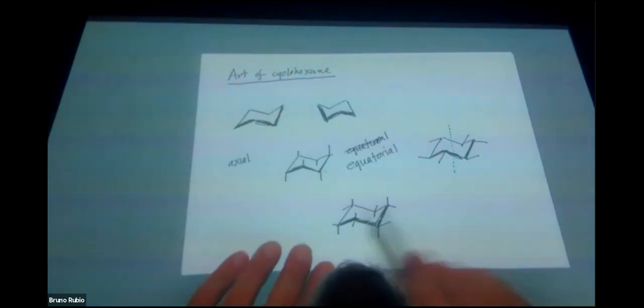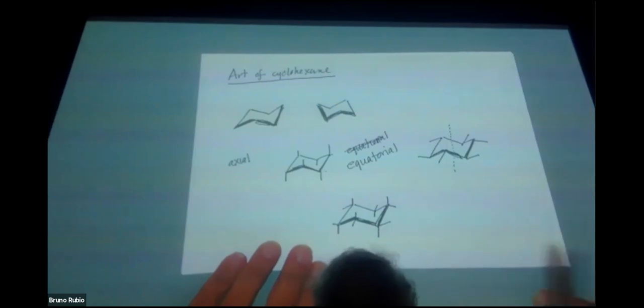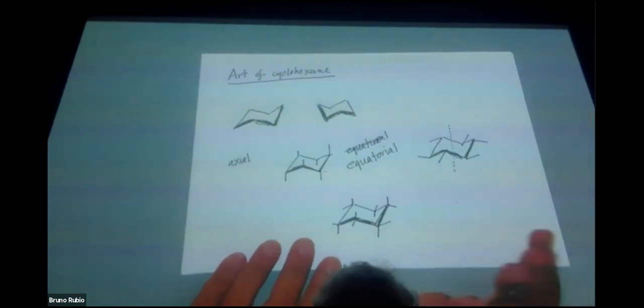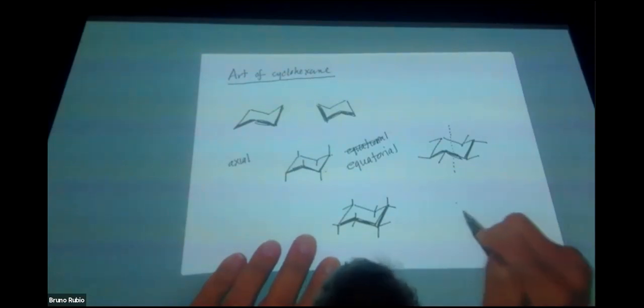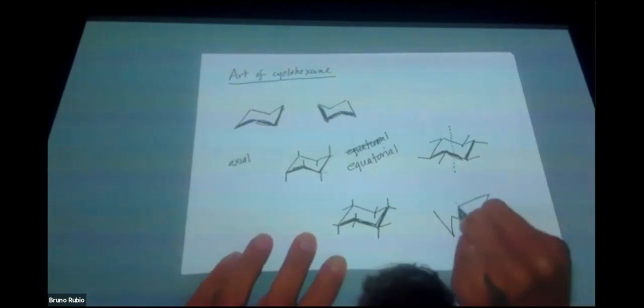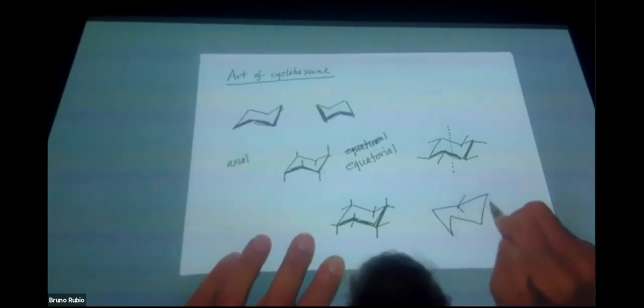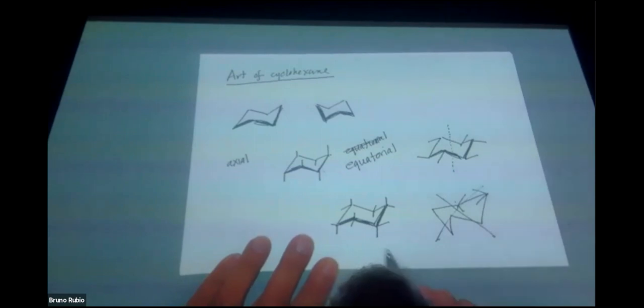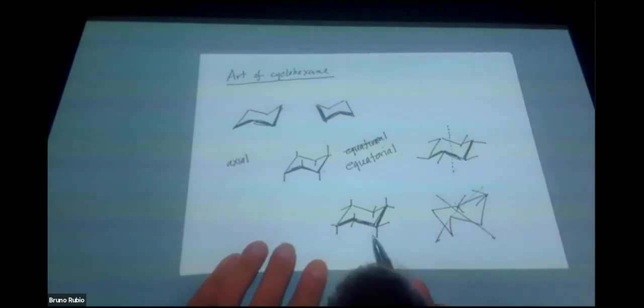So I need for you to practice drawing these chairs and drawing the axial position and the equatorial position. Because I'll tell you, on that quiz on Thursday, something like this is not going to be acceptable. Something that looks like this is not going to be acceptable, right? So get it to look like this.